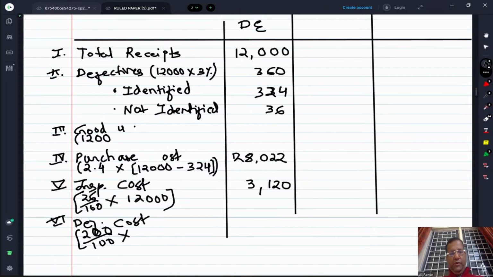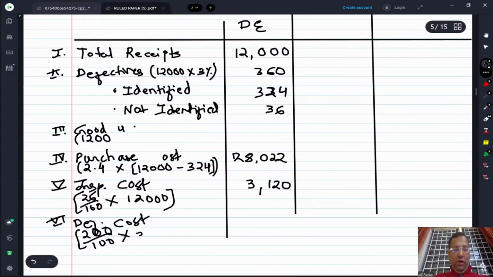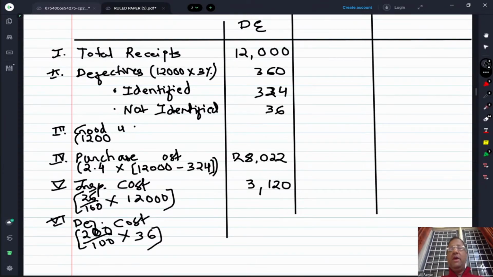ओके बेटा, वेरी गुड, एक्सीलेंट, कीप इट अप, बहुत सही जा रहे बेटा. Almost all of the answers from each and every student are perfect today. Very good, I am very happy. So 200 divided by 100 multiplied by 36, I think it's 72 rupee.